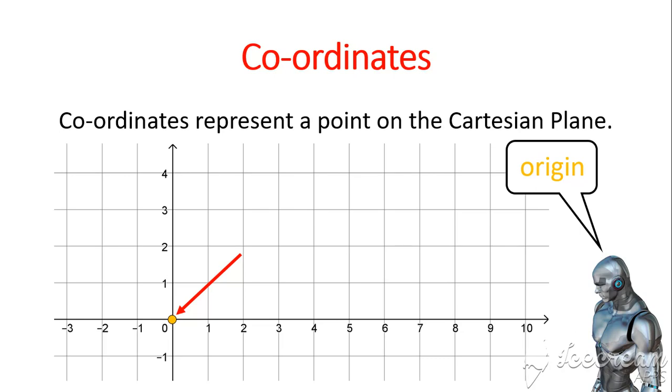Now, the point where the two axes, well, we don't say axis, we say axes with an E. The point where the two axes meet is called the origin.